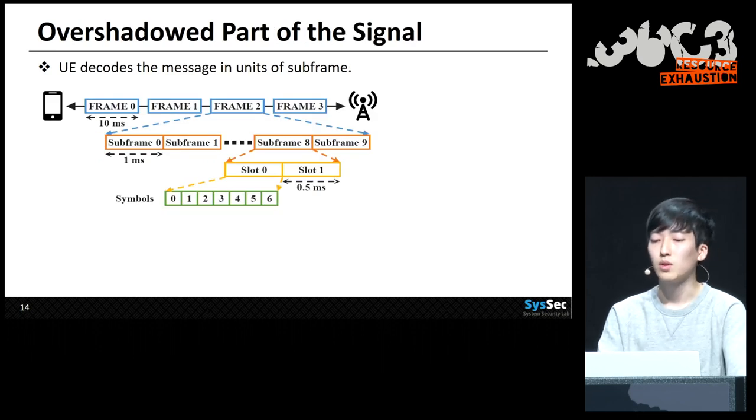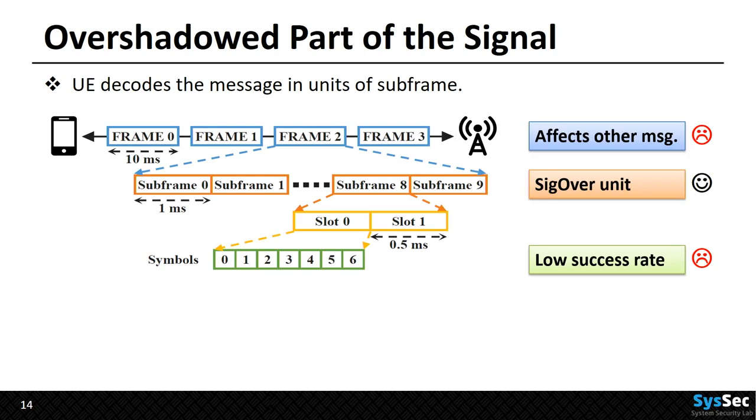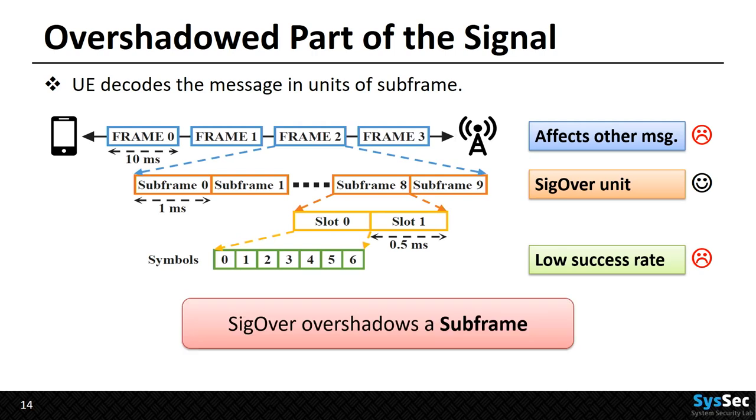To answer the first question, let's look at the LTE frame structure first. An LTE frame consists of multiple subframes, a subframe has multiple symbols, and a message is included in a subframe, meaning that there are various options to be overshadowed. Symbol-level overshadowing requires precise synchronization, so the success rate is hard to guarantee. On the other hand, frame-level overshadowing requires rewriting multiple subframes or multiple messages. It can also affect other normal messages. So it is quite natural to overshadow at the subframe level.